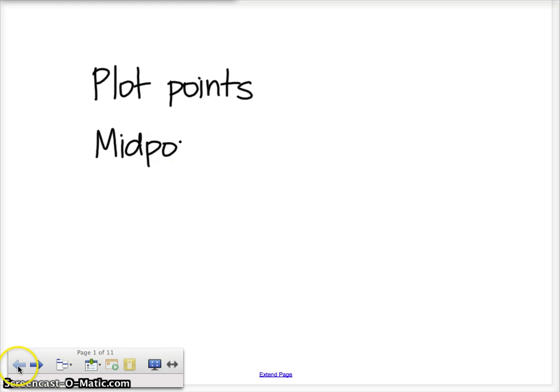But today, we are going to take these 3D ideas and map them onto a graph. In other words, we're going to plot points, and then we will do some calculations using those points. So, here's what we're doing. First thing, we're going to plot points. And then we're going to do some calculations. The calculations that we are going to do are midpoint and the distance formula.